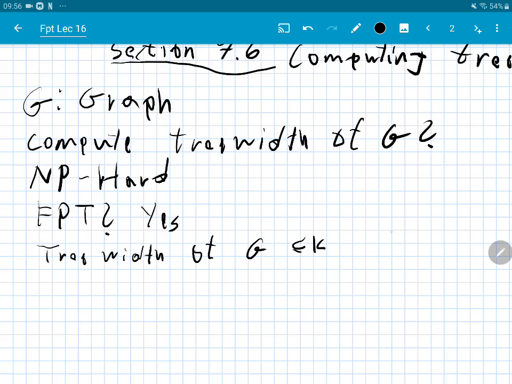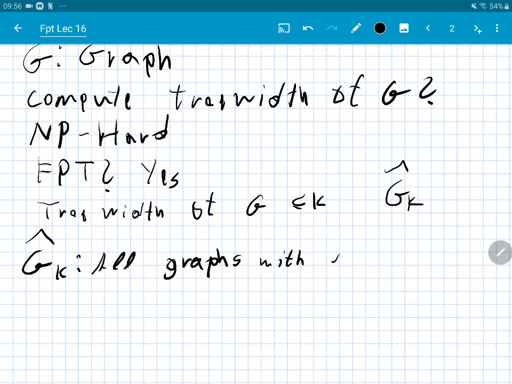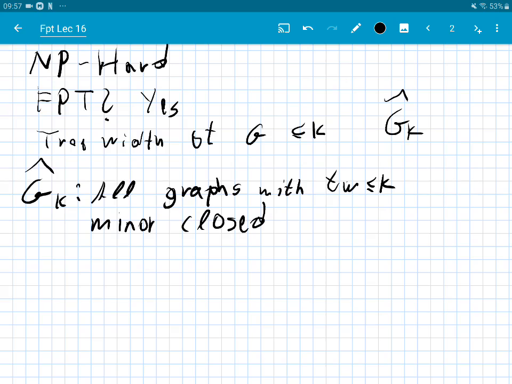then we can look at the family of all such graphs. Think about G hat K, all graphs that have treewidth at most K, and this is a minor closed family. All graphs with TW smaller than K. So this family is minor closed. Okay, and the Robertson and Seymour theorem tells us that a minor closed family can be recognized in polynomial time, right? There is a finite list of forbidden graphs, such that if any of the forbidden graphs appear in the family, then it's not minor free, right?